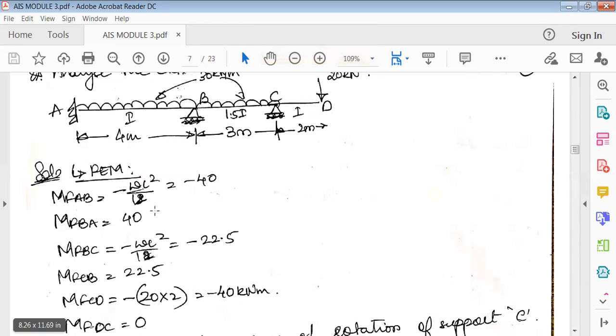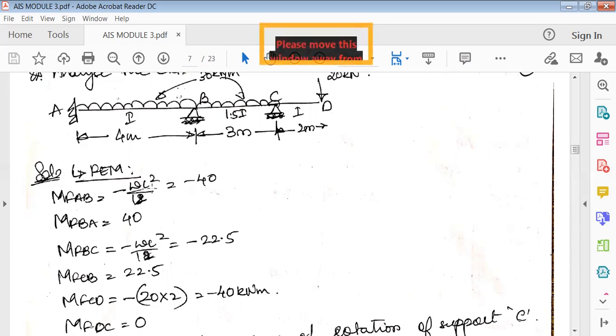So fixed end moments in span AB, MFAB is equal to MFBA, which is with the minus and positive sign. So it is minus WL square by 12. So it is minus 40, then it is plus 40. Write your unit also, that is kilonewton meter. And next MFBC, MFCB is again the same, it's a UDL. So it is minus WL square by 12. So it is minus 22, plus 22.